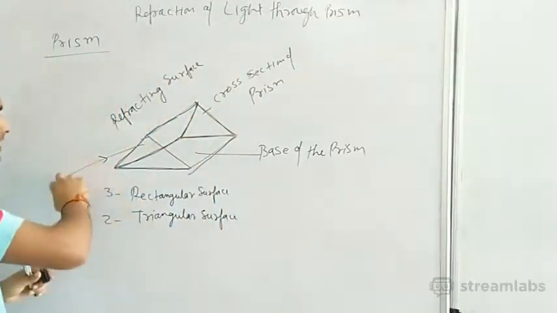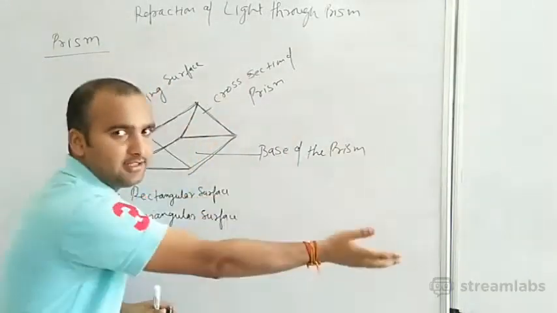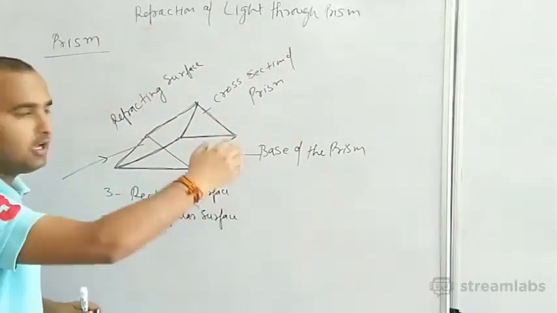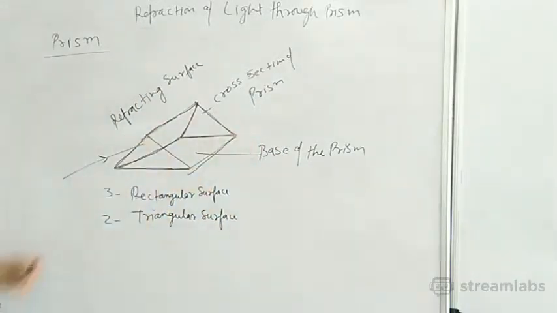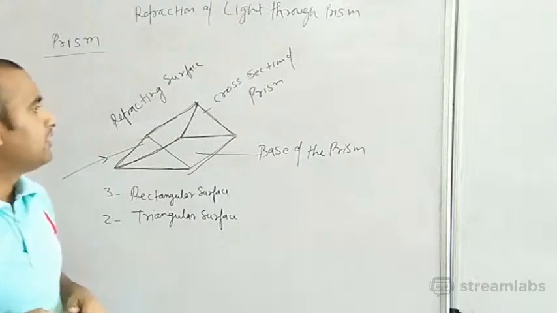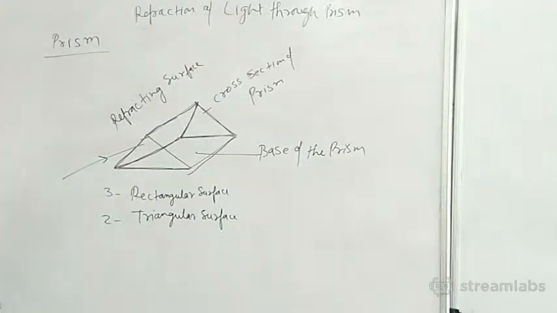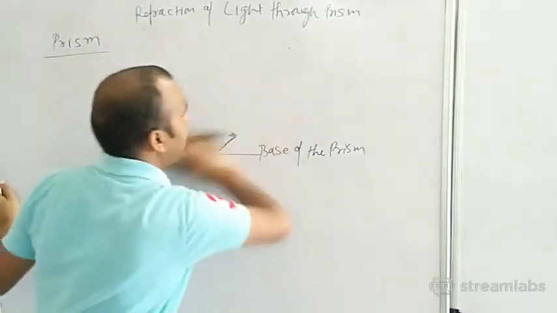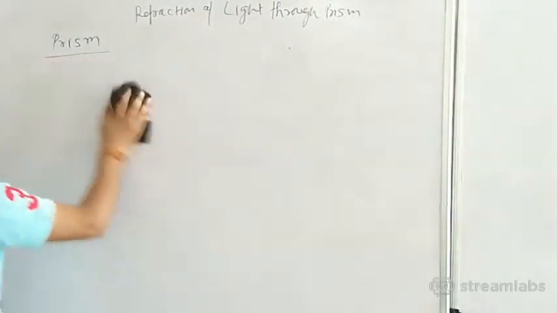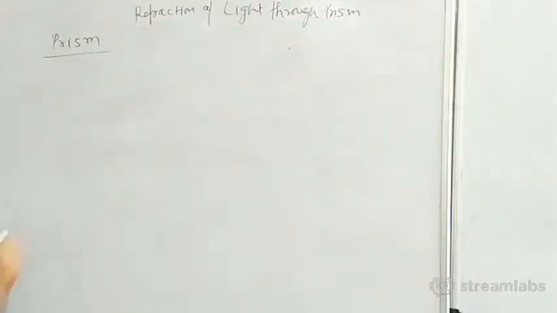From one side light is coming in and from the other side light is emerging, so it is passing out from the prism. Okay, so this is the concept about the prism. Now here, how is the refraction going on inside the prism? The next topic is refraction of light through a prism.